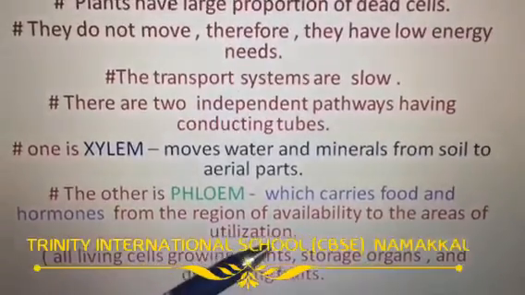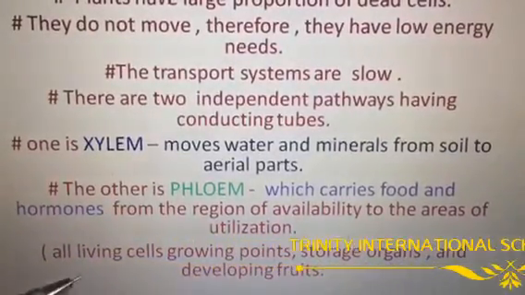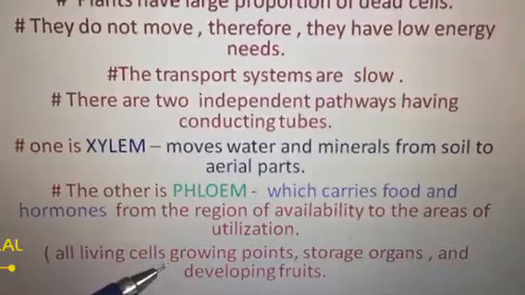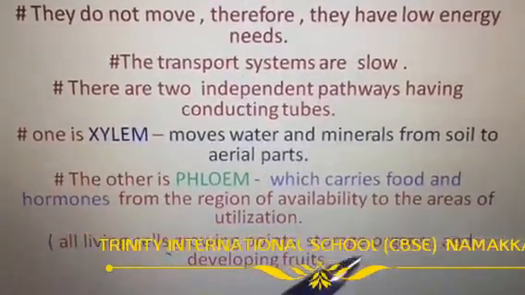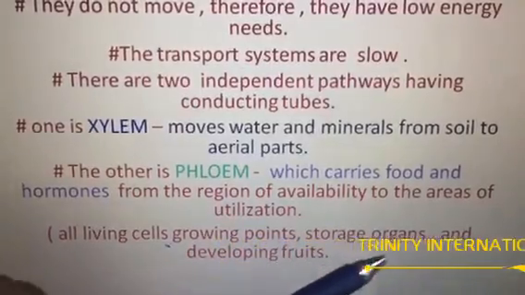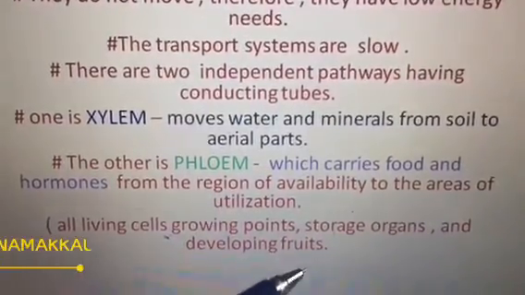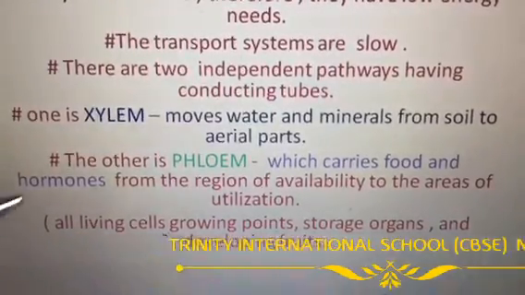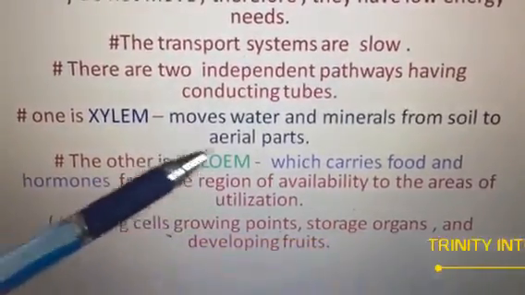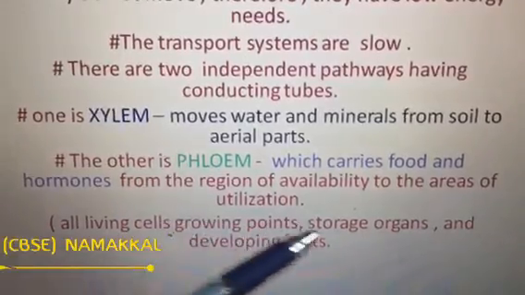It conducts food where more is necessary, in all living cells. Where the cells are living, they need it. Storage organs, where the food is stored, need it. And developing fruits in this region need more energy. So the phloem conducts food to this region frequently.